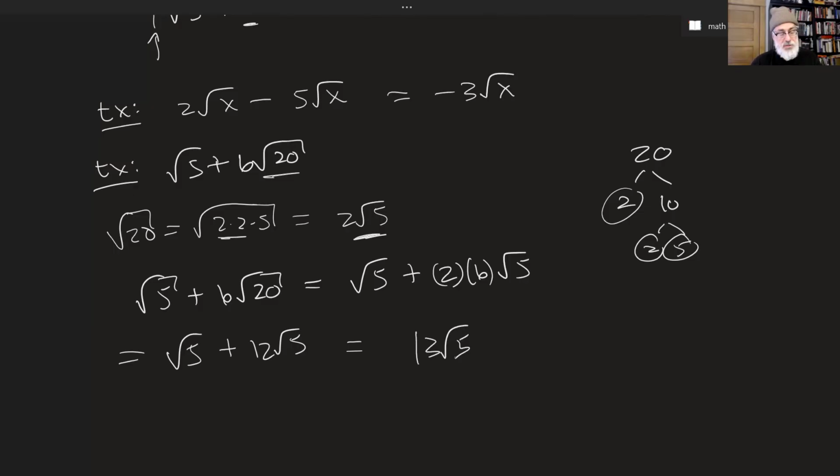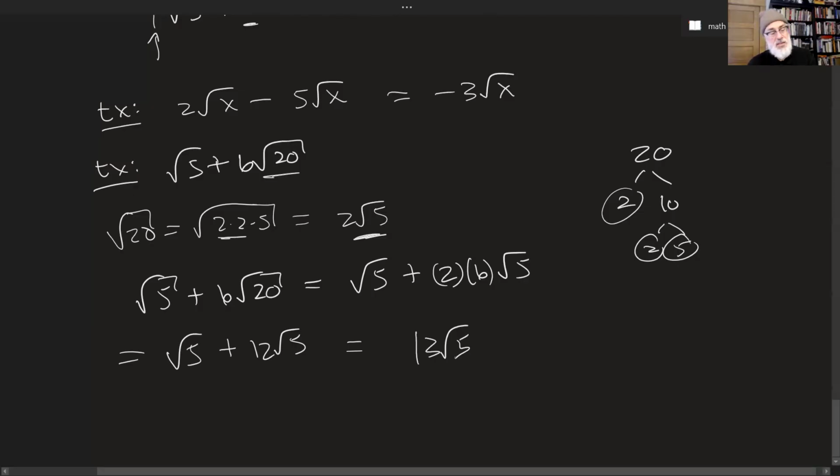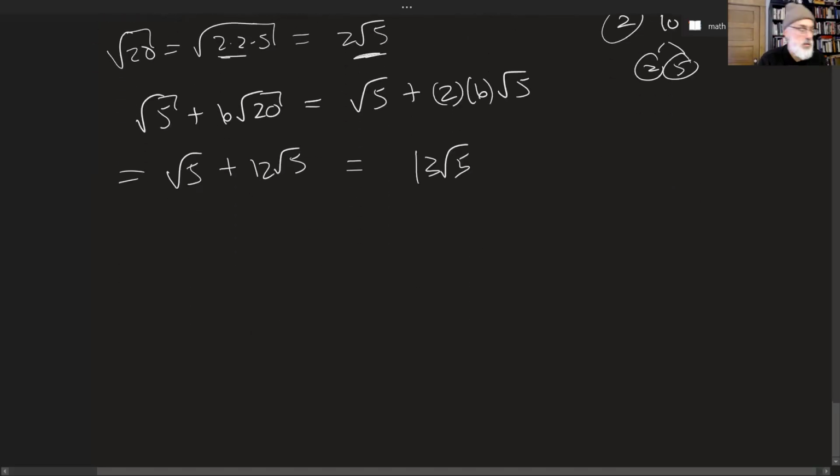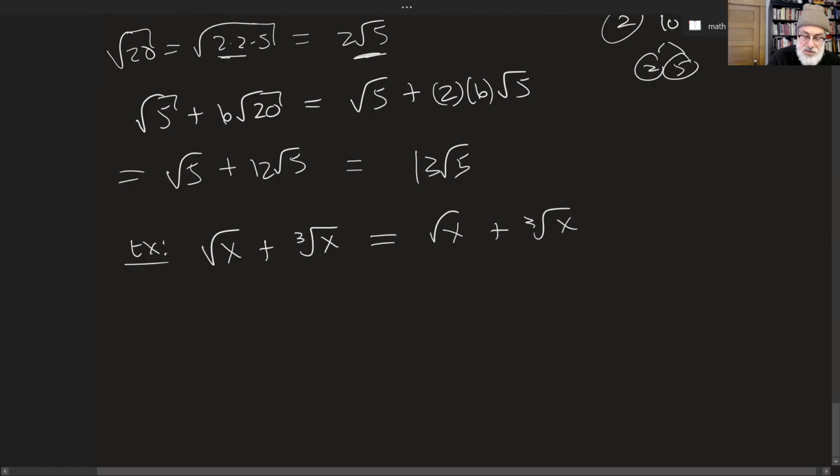We have to make sure that we have the same radicand and the same root. If I have the cube root of x and the square root of y, I can't add those. They're different roots, even though they're the same radicand, the same thing under the radical sign. Square root of x plus the cube root of x can't be added. This is a cube root. This is a square root. They have to be the same roots.